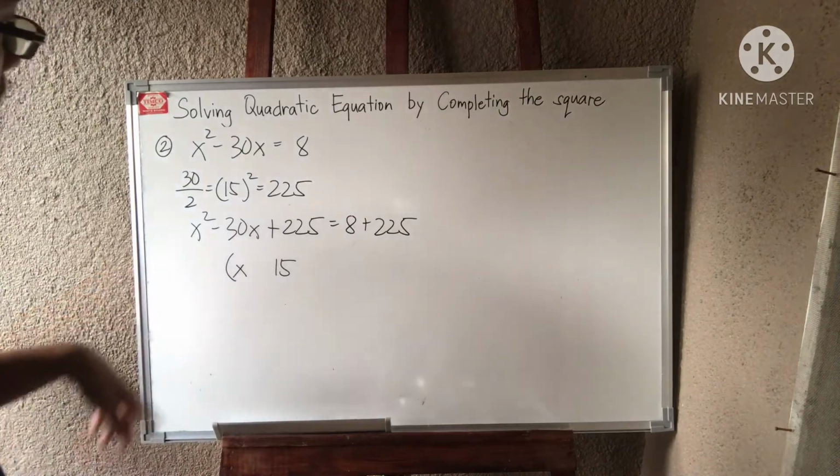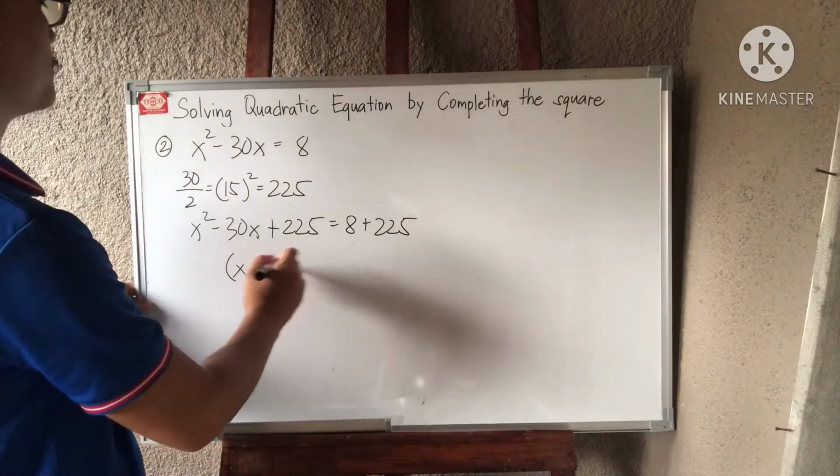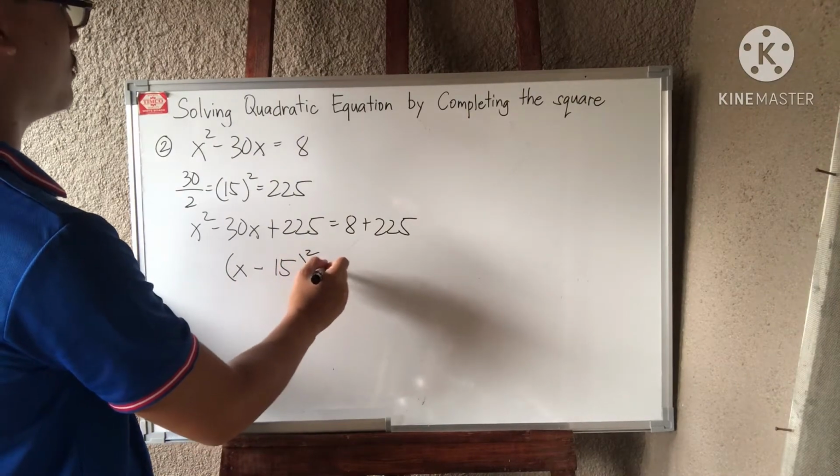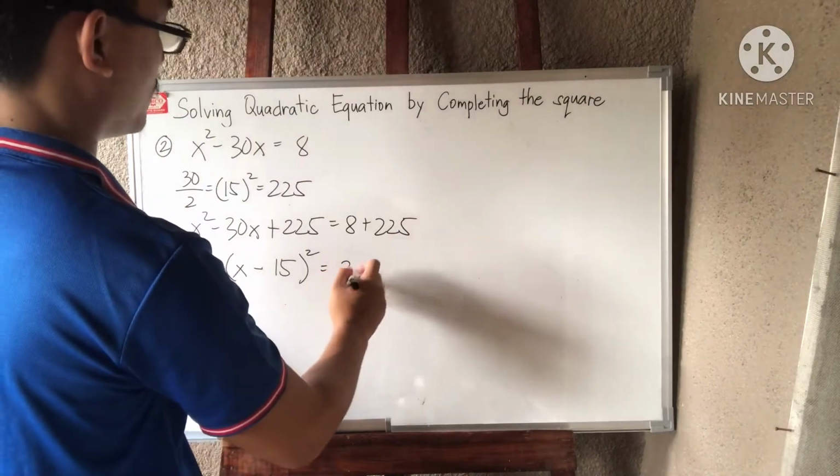Para malaman natin yung sign, doon tayo sa gitna titingin. Yung sa 30, that's minus. So, x minus 15 quantity squared equals, just add this one. 8 plus 225, that is 233.